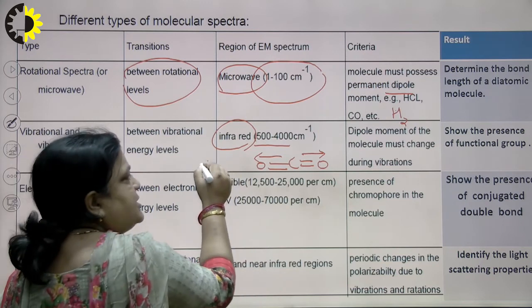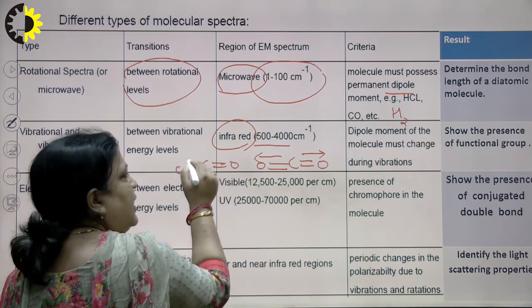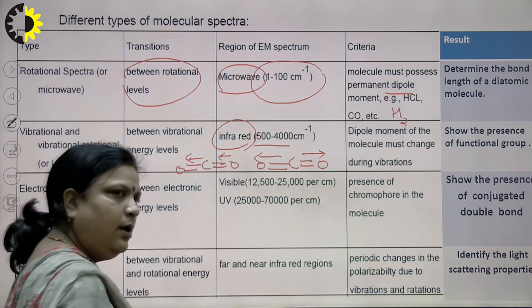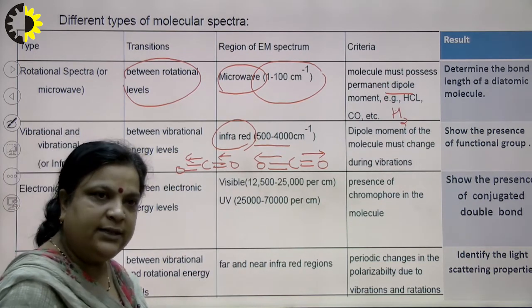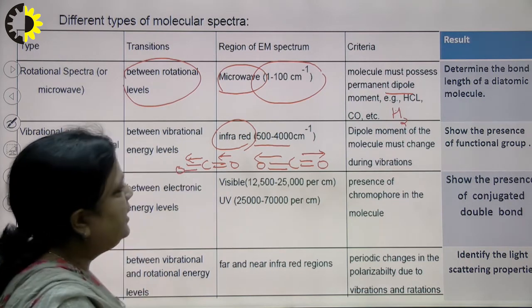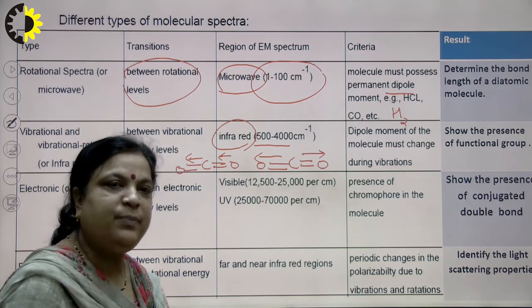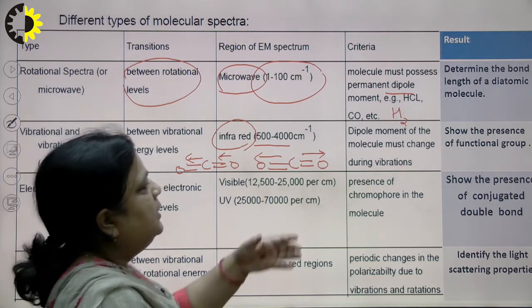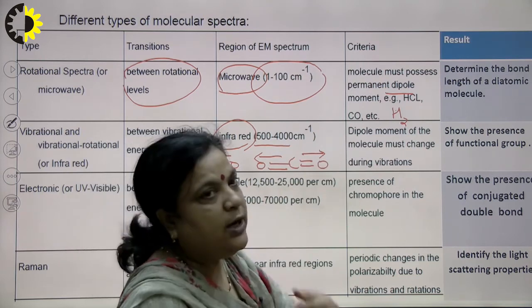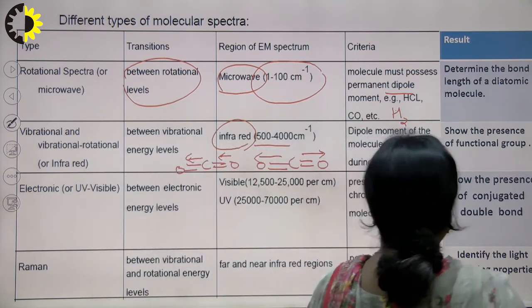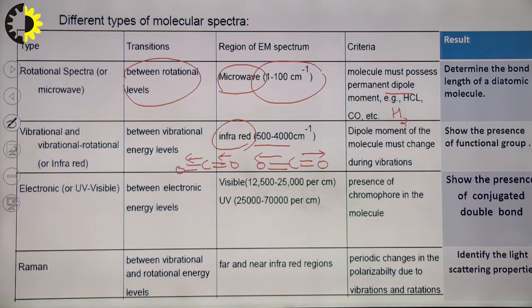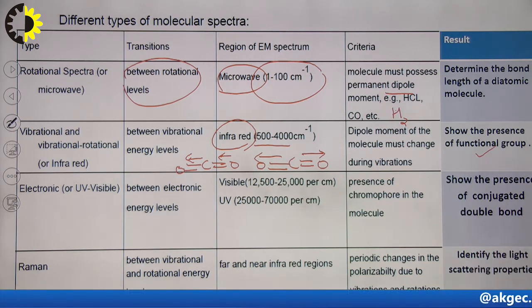But if the stretching is asymmetrical, asymmetrical meaning not equal, in this condition the dipole moment gets changed. It means asymmetrical stretching will give a vibrational spectrum. Okay, so this is the criterion. Those molecules where the dipole moment changes during vibration will show an IR spectrum. And what is the main application? It gives the information of functional groups and the overall structure of the molecule.